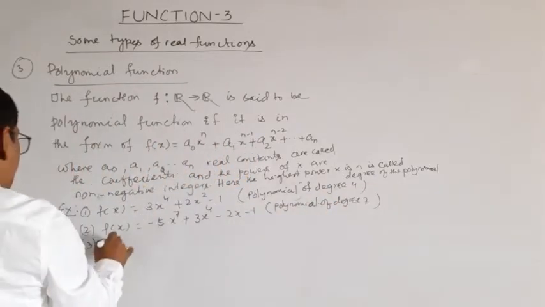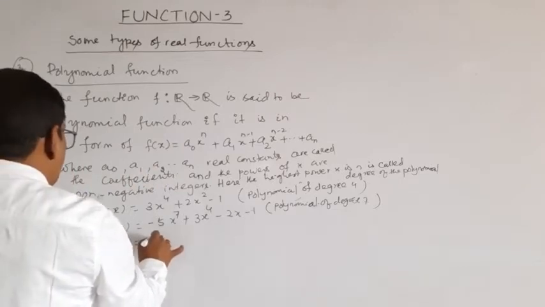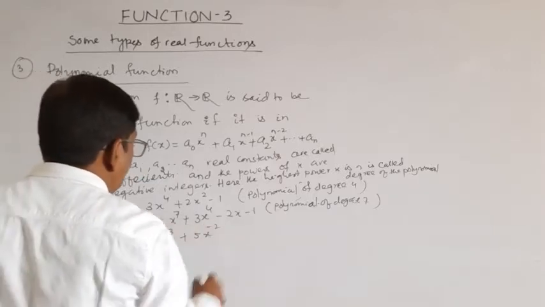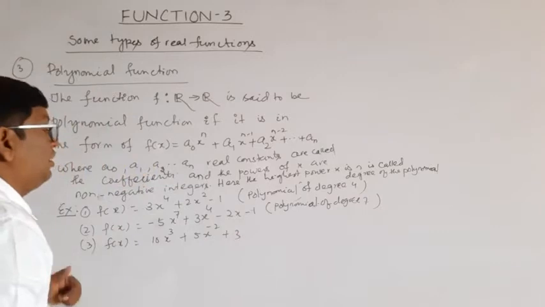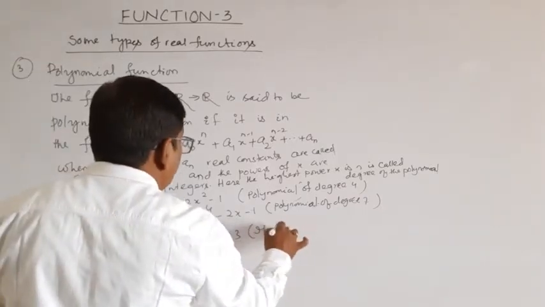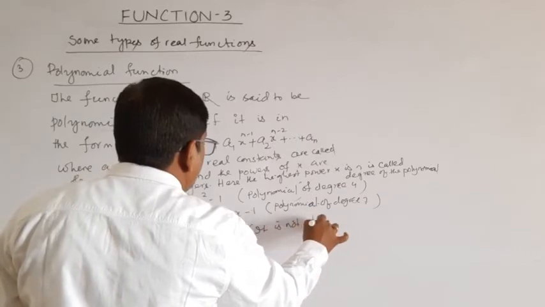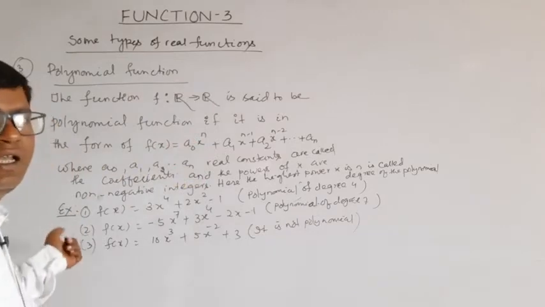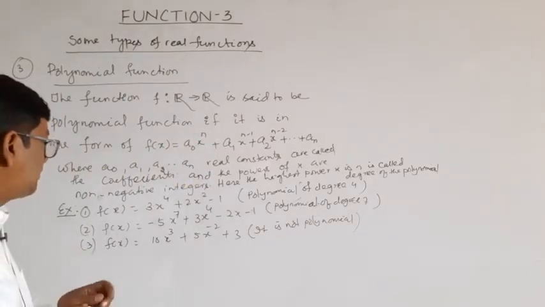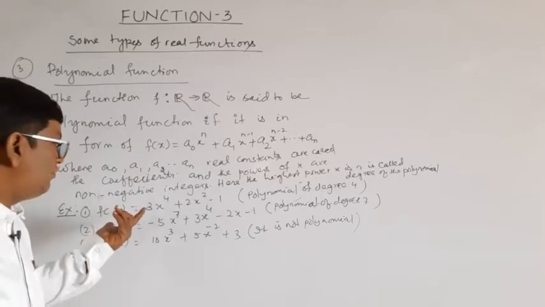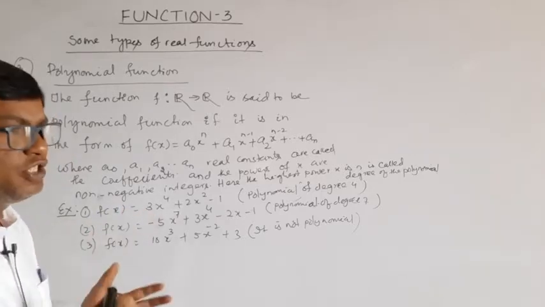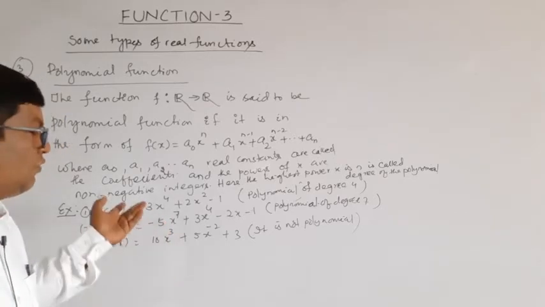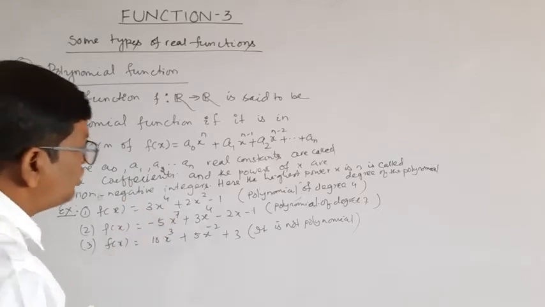Now another question, f of x is equal to 10x cube plus 5x to the power minus 2 plus 3. It is not a polynomial. From this example, we can conclude that if the power of the variable x is positive or 0, then we can say it is a polynomial. Otherwise, if it is negative or a fraction, we cannot say it is a polynomial.